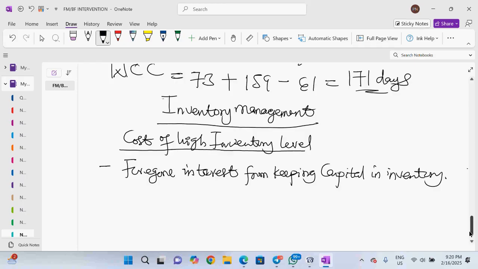When you have a lot of inventory in your shop, it means that your capital is in the inventory. You have invested your money in the inventory. The money that you can use in other things has been used to purchase inventory. So because of that, you are not getting some interest, because you could have invested the money in another asset which could have generated interest for you.